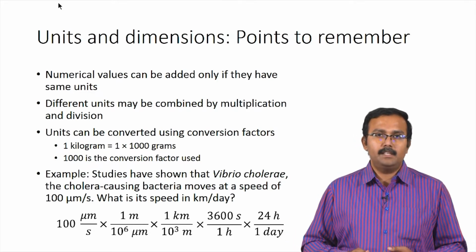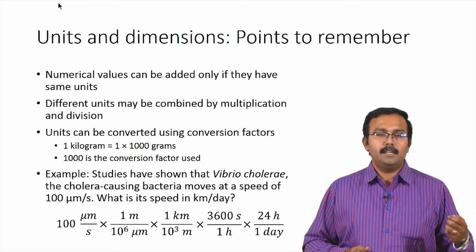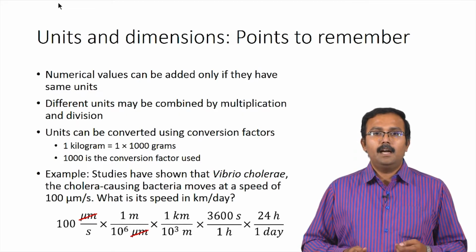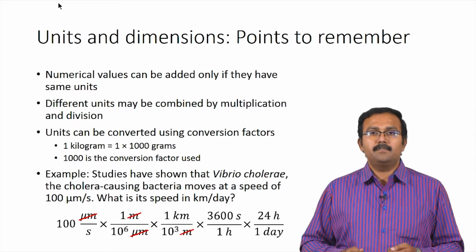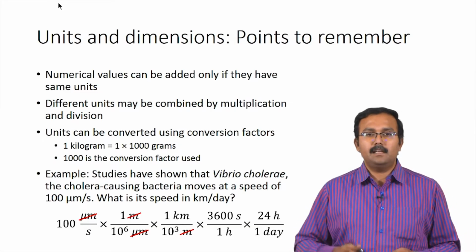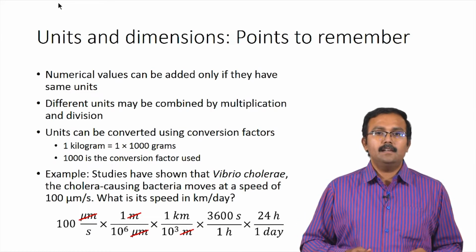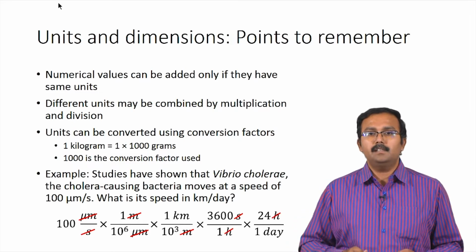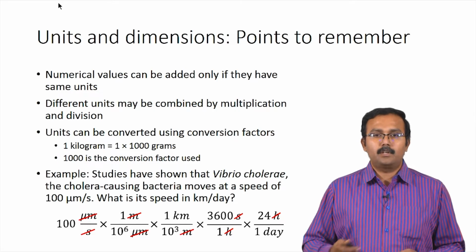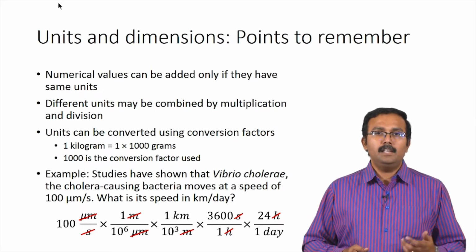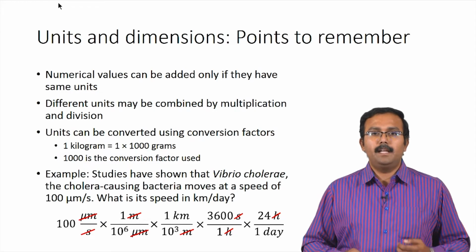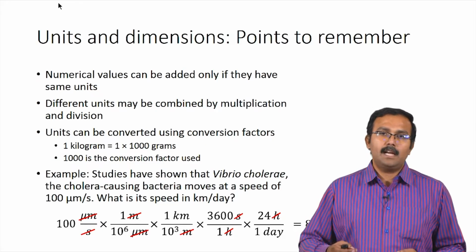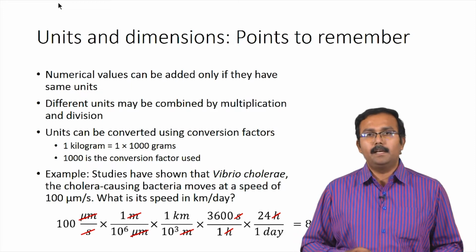We can even verify this. The micrometer given in the speed cancels off with the conversion factor given, and the meter taken in the conversion factor again cancels off with the second conversion factor. The second cancels off with the first conversion factor and the hour cancels off in the second conversion factor for time. Thereby, your final units are kilometers per day, and you end up with a value of 8.64 times 10 power minus 3 kilometers per day.